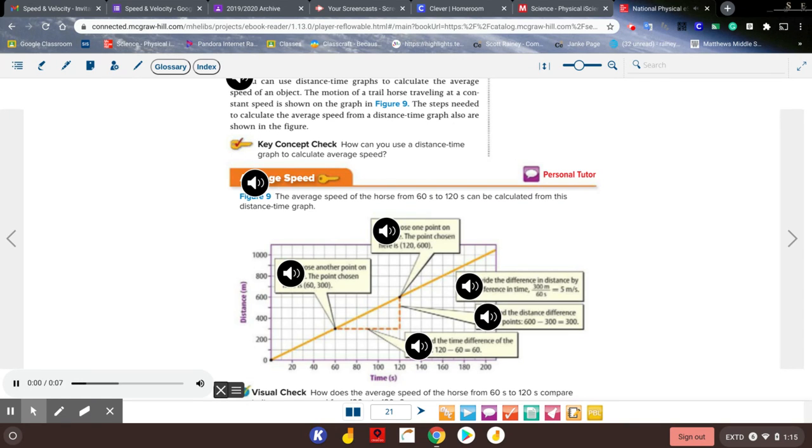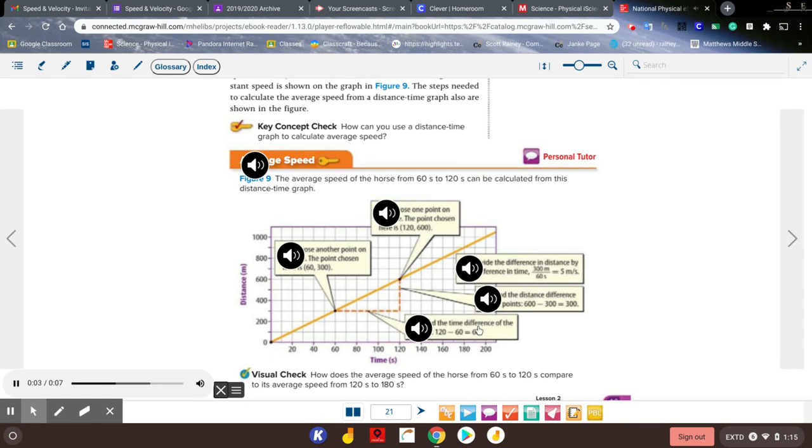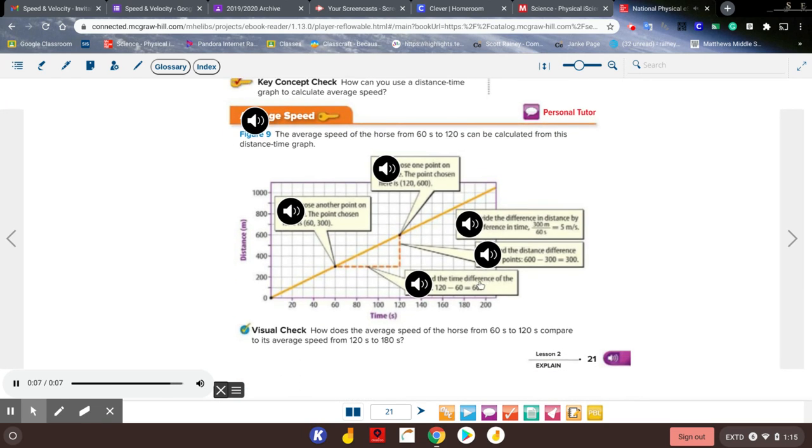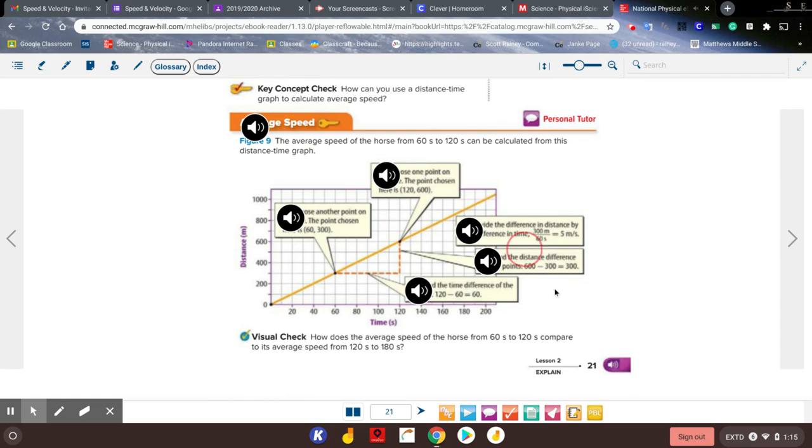Number 3. Find the time difference of the points: 120 minus 60 equals 60. Number 4. Find the distance difference of the points: 600 minus 300 equals 300. Number 5. Divide the difference in distance by the difference in time. 300 meters over 60 seconds equals 5 meters per second.